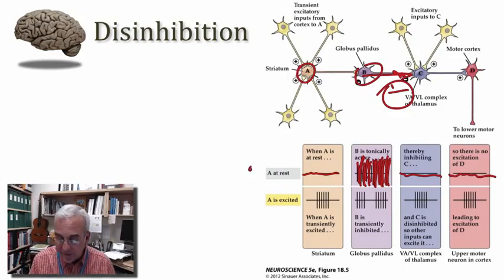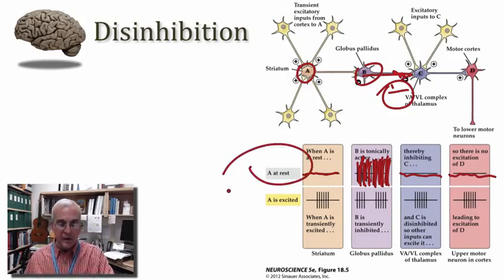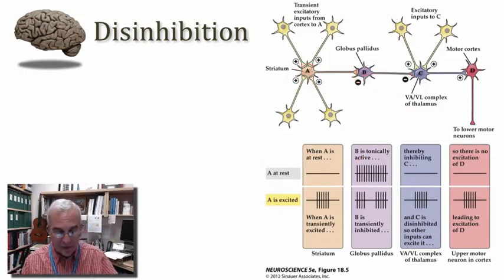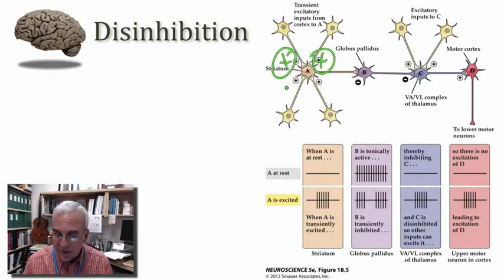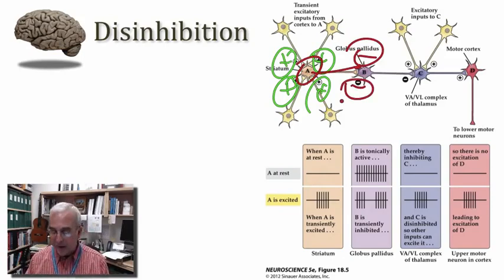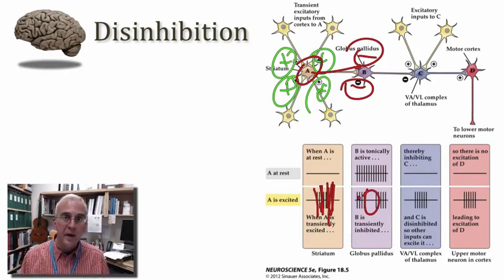So that's the situation at rest. Now, what about when we have a desire to move, when there's a convergence of inputs from the cortex into the striatum, and that's going to transiently drive the activity of this striatal neuron. And so that striatal neuron then is going to be releasing its inhibitory neurotransmitter in the globus pallidus. So when the striatal neuron is excited, we expect there to be inhibition at the same moment in time of the internal segment of the globus pallidus.